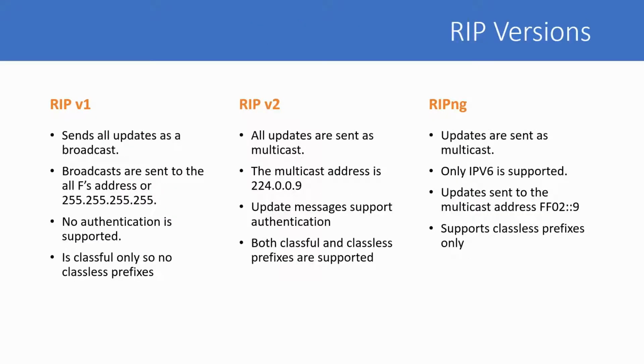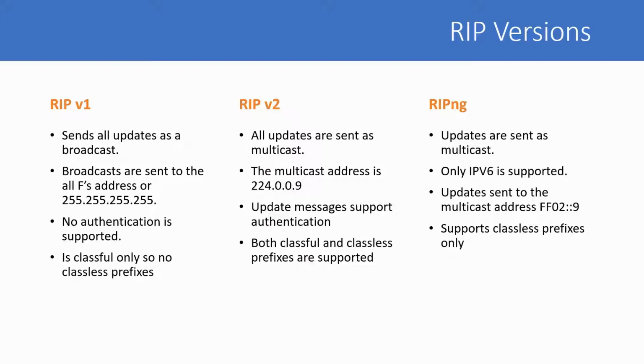So let's have a quick look at the RIP versions. RIP version 1, which no one really uses anymore, does send all its updates as broadcasts. Now, as we know, broadcasts are sent to the all Fs address or the 255.255.255.255 address. RIP version 1 also supports no authentication, and it is classful only, so you can't do any classless prefixes in it. These limitations have been overcome in RIP version 2.